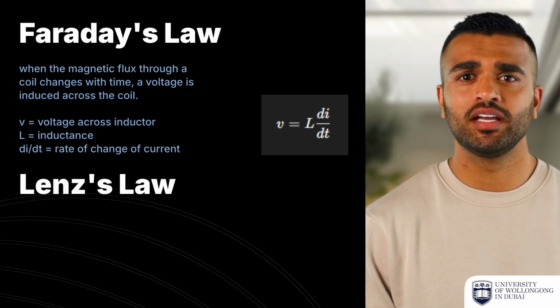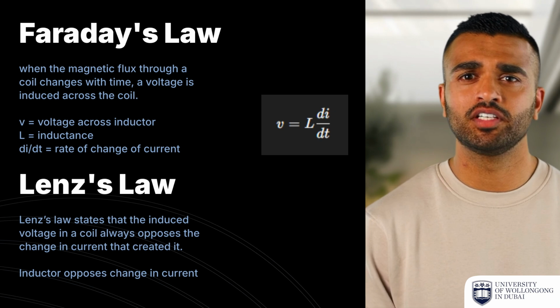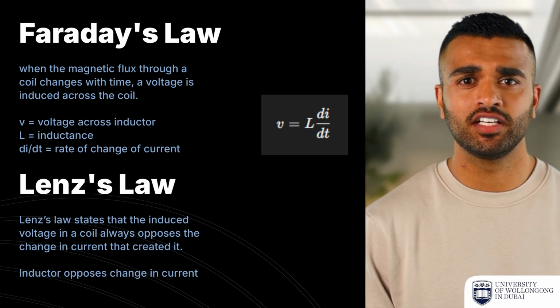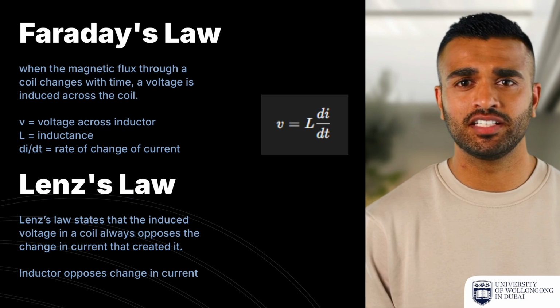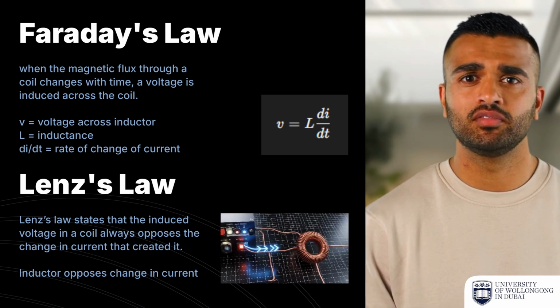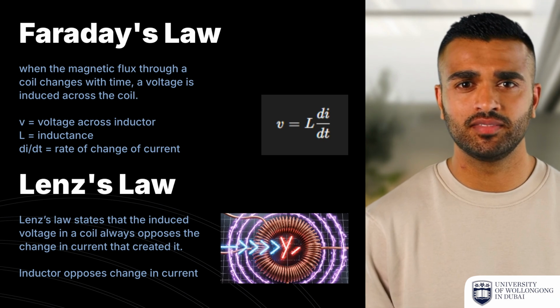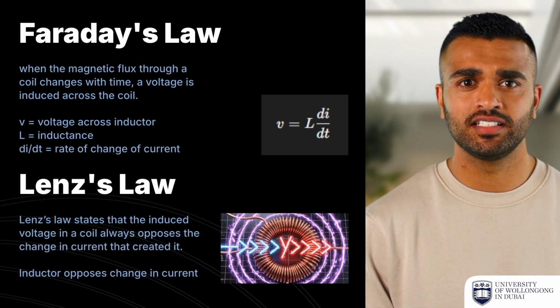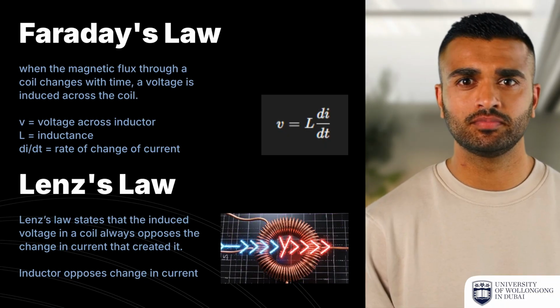This equation shows that inductors react to changes in current rather than the current itself. Another important concept related to inductors is Lenz's law. Lenz's law states that the induced voltage in a coil always opposes the change in current that created it. In other words, an inductor resists sudden changes in current. If the current tries to increase quickly, the inductor generates a voltage that opposes that increase. If the current suddenly decreases, the inductor produces a voltage that attempts to maintain the current flow.